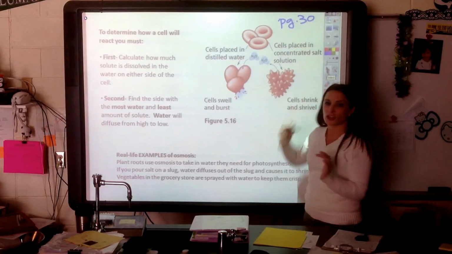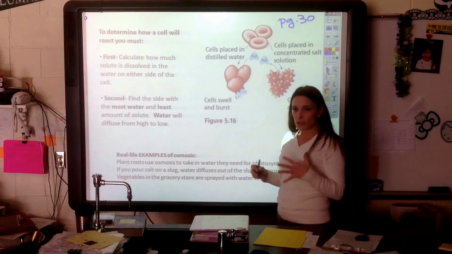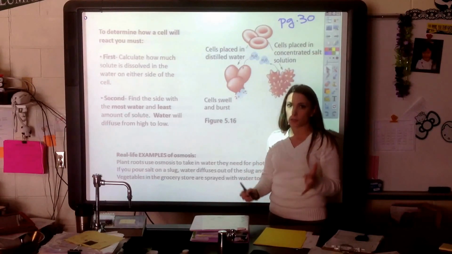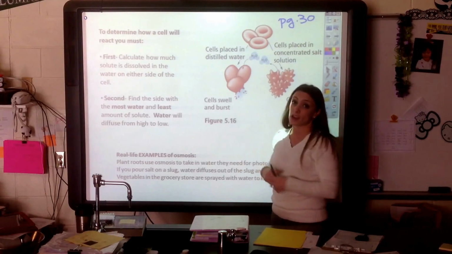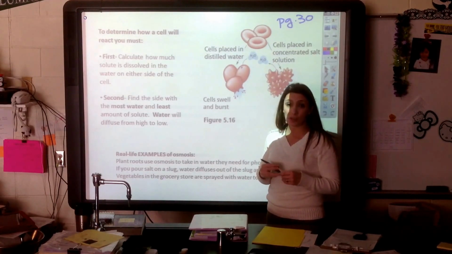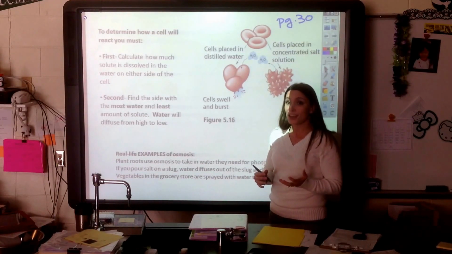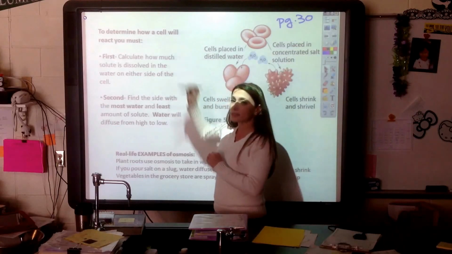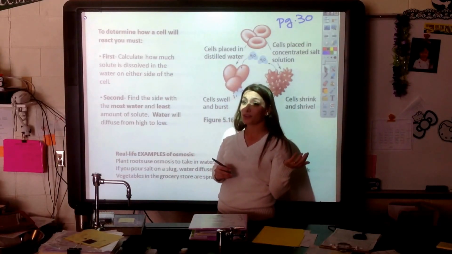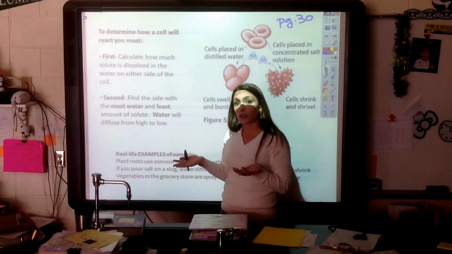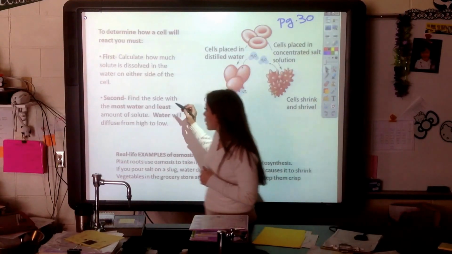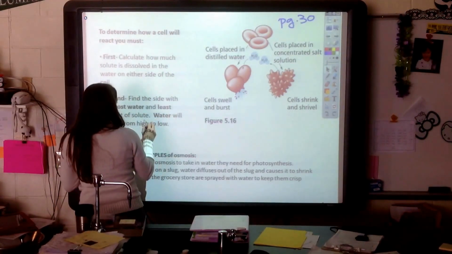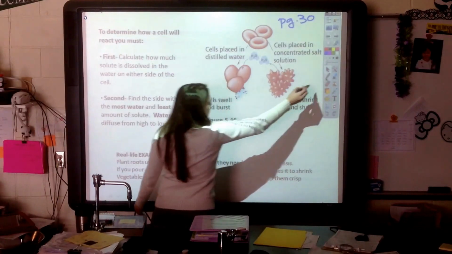So we're on page 30. We want to take a few minutes to really review passive transport first, especially osmosis, because this is a really difficult concept. It requires a lot of practice. Remember, first, we're always calculating how much solute there is and how much water there is, because we know that water will diffuse from high to low.